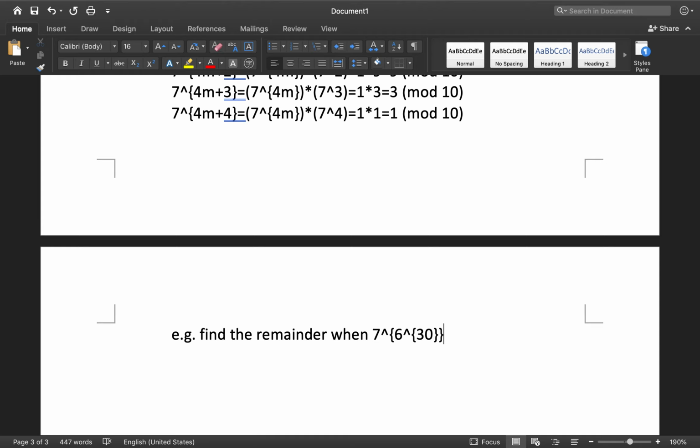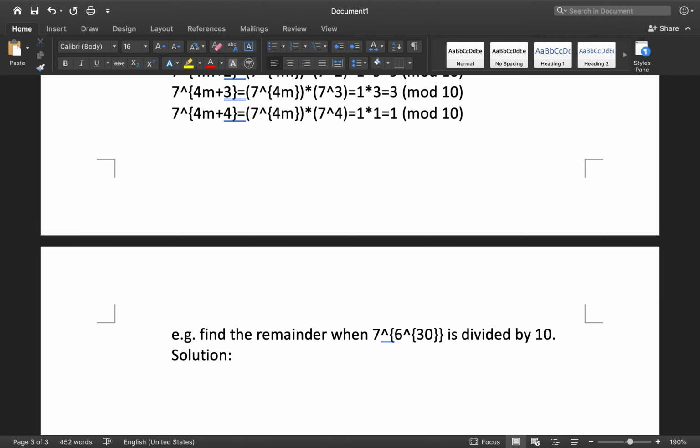So that means you first evaluate 6 to the power 30, you get a number, and then you use that number as the power for 7. So this is the meaning of this number. Now when this number is divided by 10, find the remainder. How can you do that? It's a very big number, right? Now here is the solution.